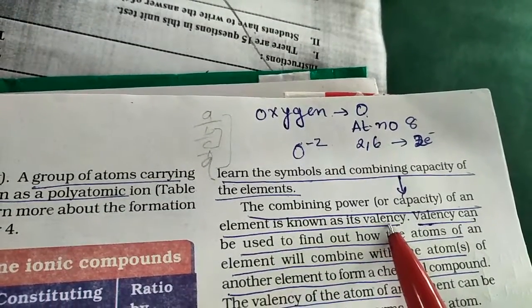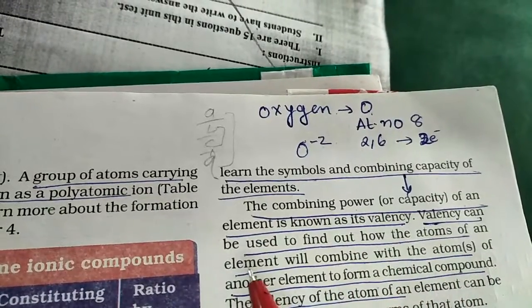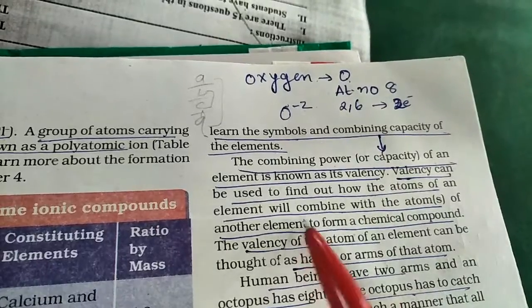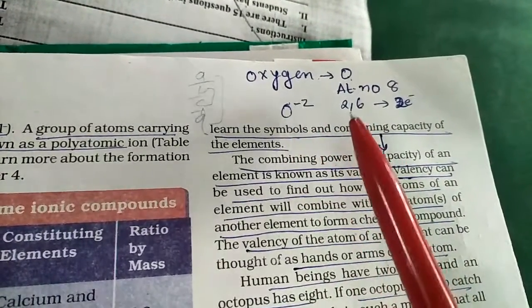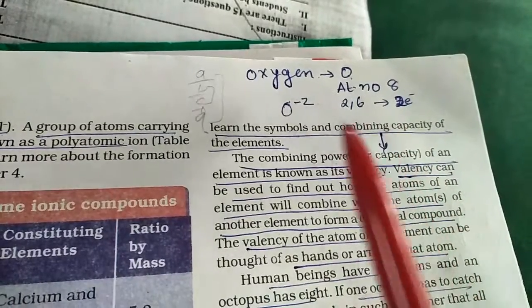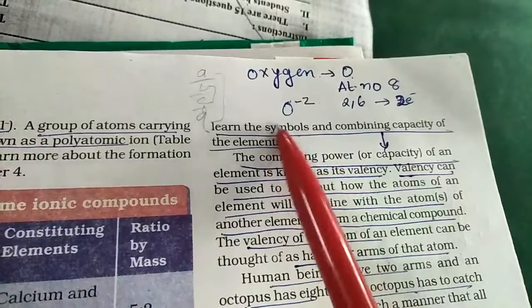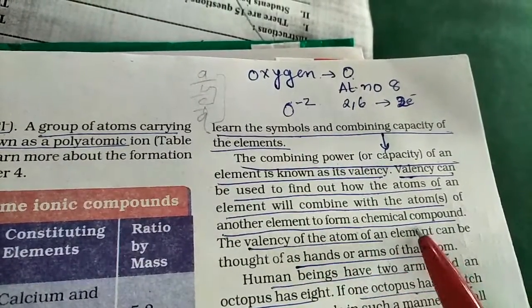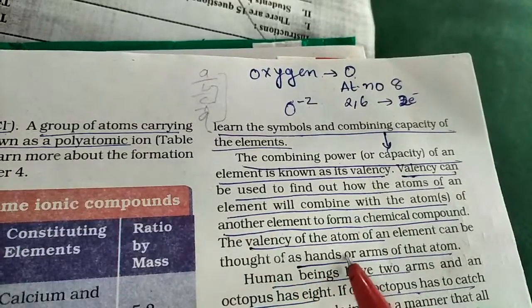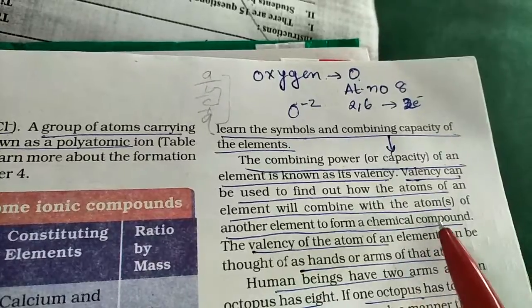The combining power or the capacity of an element is known as the valency. We already know this. Now valency can be used to find out how many atoms of an element will combine with the atoms of another element. Oxygen needs 2 electrons, so it will combine with another element in such a way that it takes 2 electrons and becomes 8. The valency of an atom can be thought of as the hands or arms of the atom with which it can combine with another element and form a chemical compound.